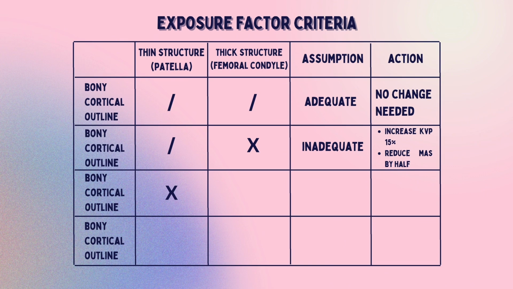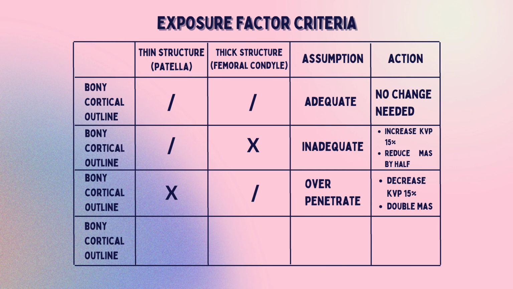Now, if the bony cortical outline of the thin structure, which is the patella, is not visualized, and the bony cortical outline of the thick structure, which is the femoral condyle, is visualized, it means that the penetration and the kVp used for the radiograph is too much. Therefore, the kVp must be decreased by 15%, and the mAs should be doubled in order to maintain the original density.